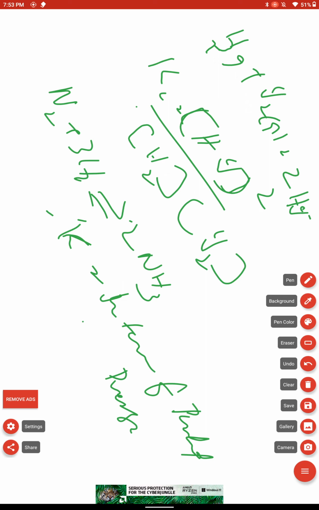That is, the equilibrium partial pressure of each of the products and the equilibrium partial pressure of each of the reactants. അതിന്റെ ഒരു റേഷ്യോ ആണ് Kp ആയിട്ട് വരുന്നത്. That is equilibrium constant in terms of partial pressure.